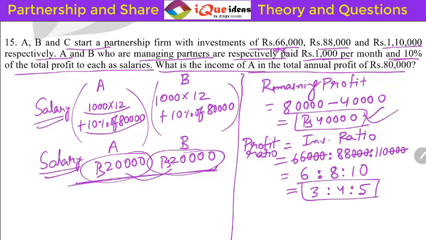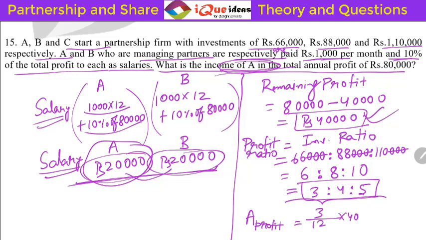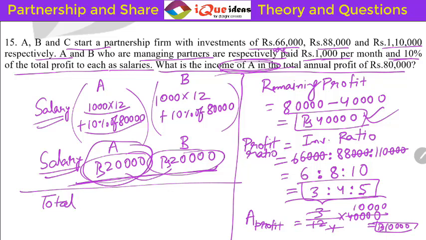Now what is the question? The question is, what is the income of A? For the total income of A, it will be the salary of A plus the profit share also. So the profit share for A will be equal to 3 divided by 3 plus 4, 7 plus 5, 12, into 40,000. Now 3 cancels 12 4 times, and 4 cancels 40,000 10,000 times. So the share of A out of this remaining 40,000 will be 10,000 rupees. So the total income of A will be equal to the salary 20,000 plus 10,000. This was a very tricky question. The answer is 30,000 rupees.